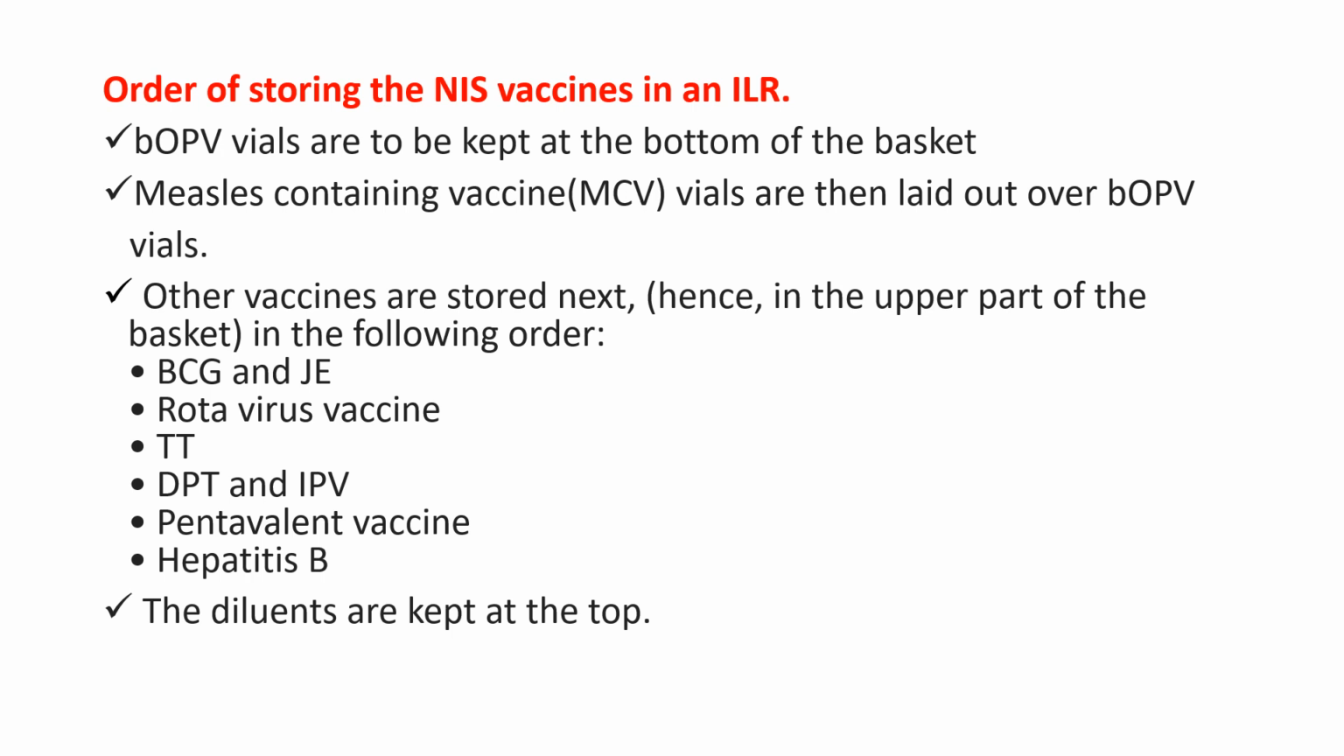First of all, you should be knowing the order of storing the NIS vaccine in an ILR. That is, the NIS stands for the National Immunization Schedule and the ILR stands for the ice-lined refrigerator. Well, the bivalent OPV vials are to be kept at the bottom of the basket. The MCV, that is the measles containing vaccine vials, are then laid out over the bivalent OPV vials, and other vaccines are stored next, that is in the upper part of the basket, in the following order. First the BCG and JE, then the rotavirus vaccine, the TTs, the DPT and IPV, the pentavalent vaccine, the hepatitis B, and absolutely on top, usually the diluents are kept.